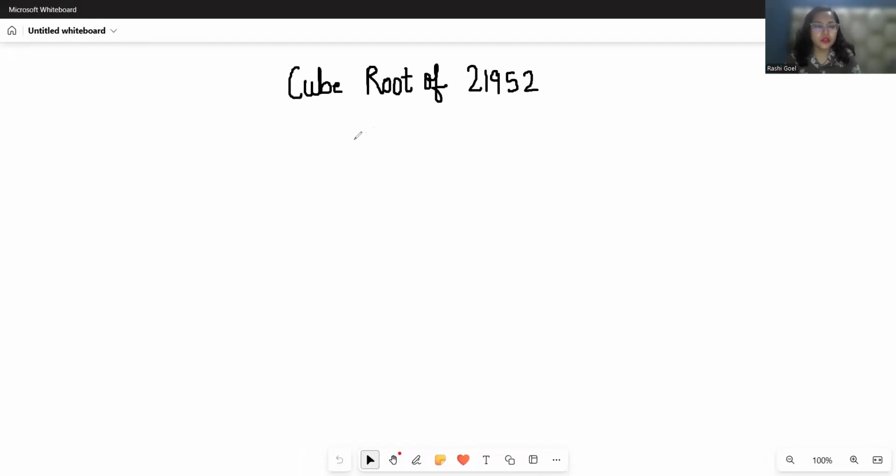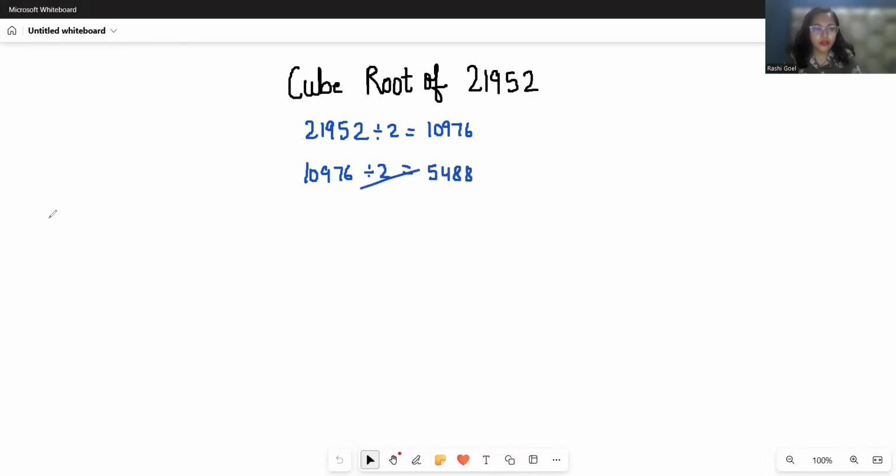So we are going to solve the cube root of 21952. So let's learn. First I start by dividing by the smallest prime, that is 2. When we divide it by 2, we get 10976. Now 10976 is again an even number, so when we divide it by 2, we get 5488.